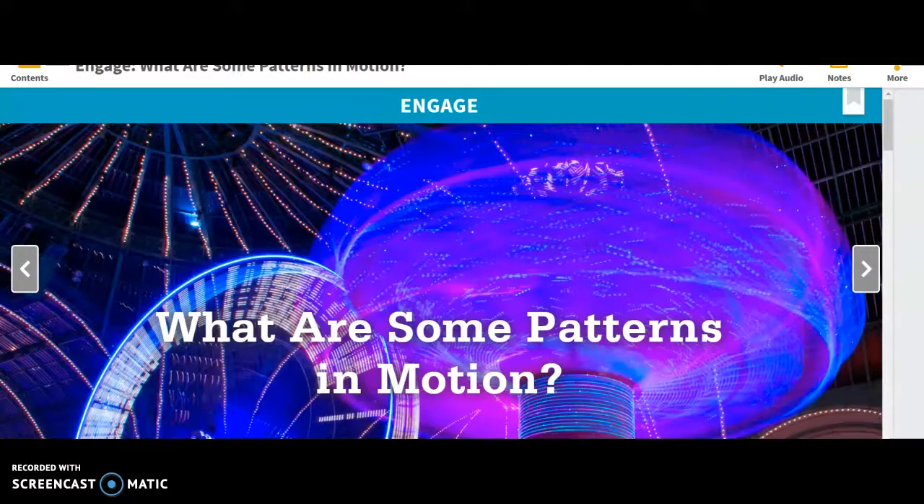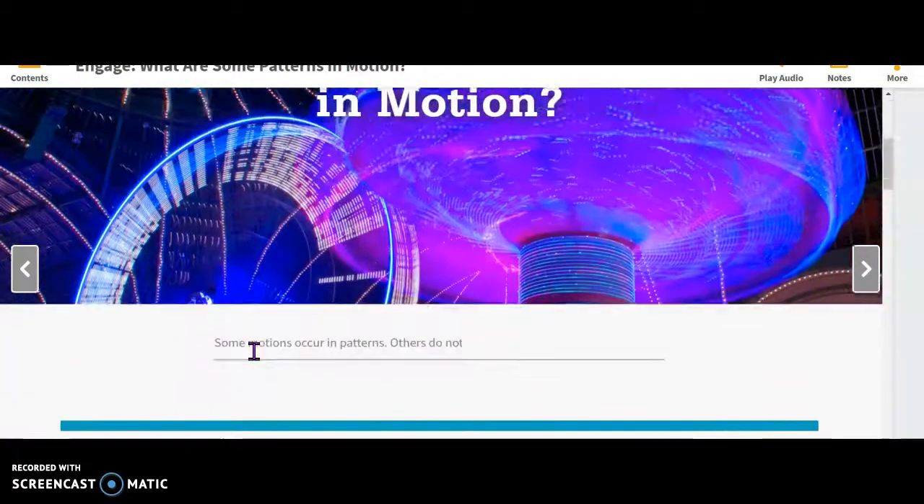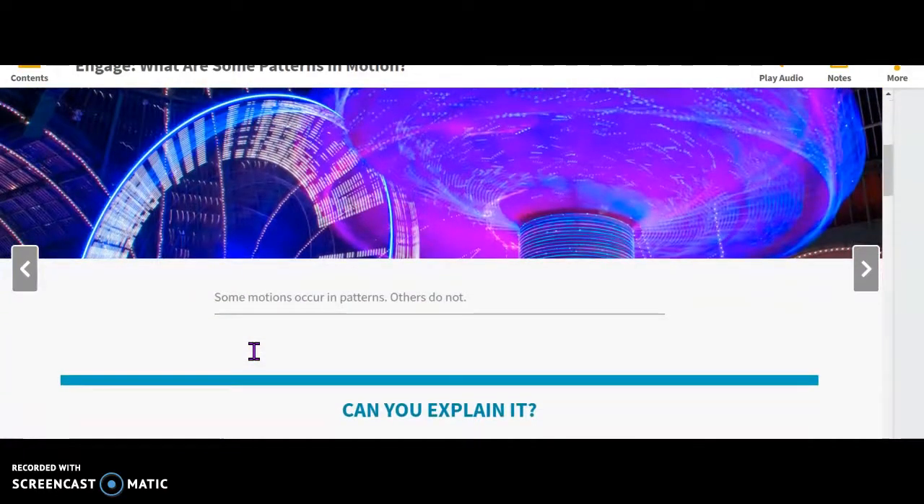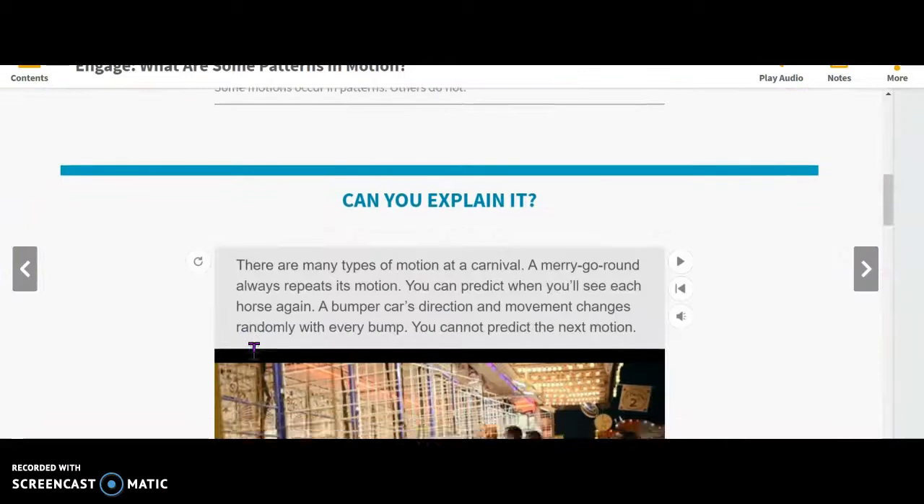All right, begin by opening to page 158. This is lesson 2. What are some patterns in motion? It says some motions occur in patterns, others do not.